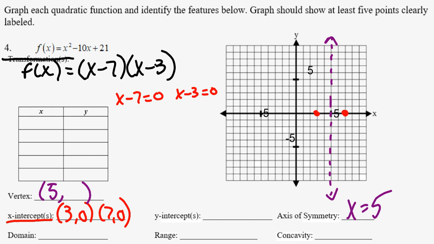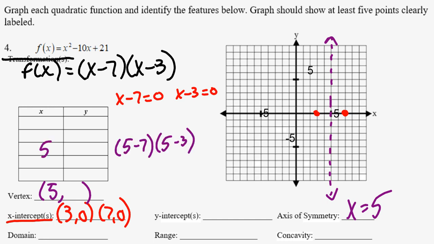Now, the axis of symmetry goes through the vertex. We have the x value for the vertex. We just need to solve for the y value. So what I can do is take the value for x and either put it into the original equation or my factored form to see what value of y comes with it.